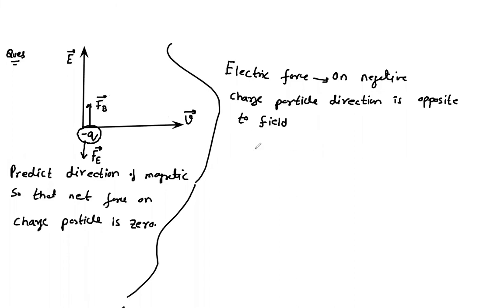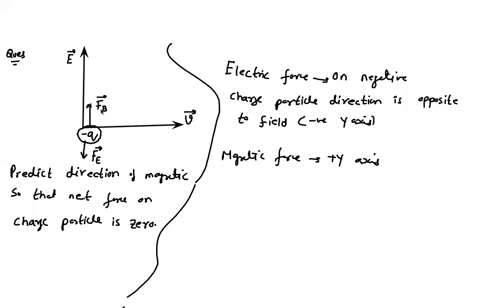So now you know the direction of the magnetic force. The magnetic force should be along the positive y-axis, not the negative y-axis. Joanna, is it clear up to this point? Yes, sir. Now you have to predict the direction of the magnetic field so that your magnetic force is upwards.